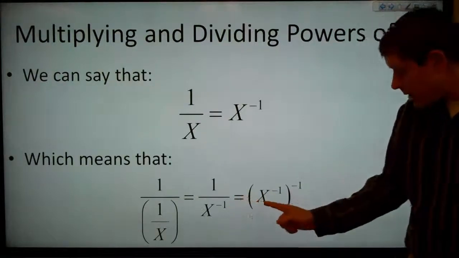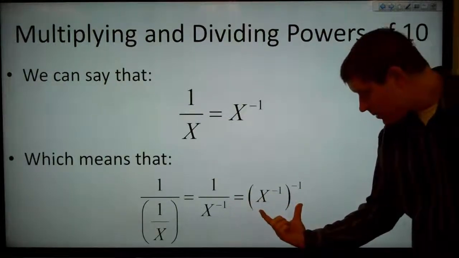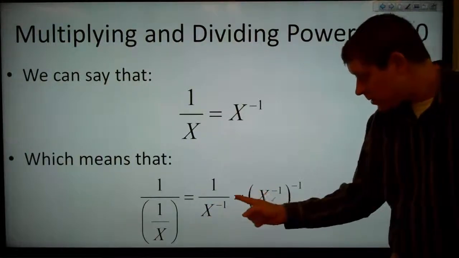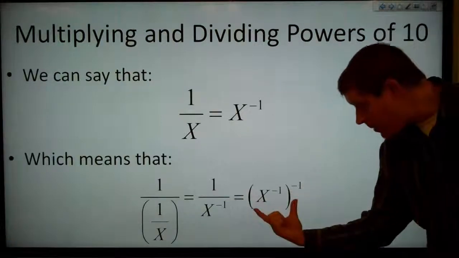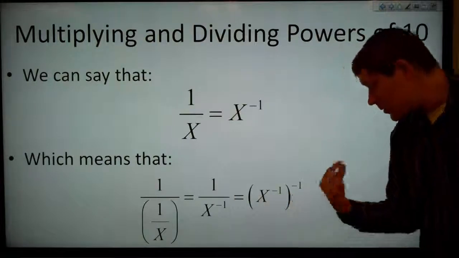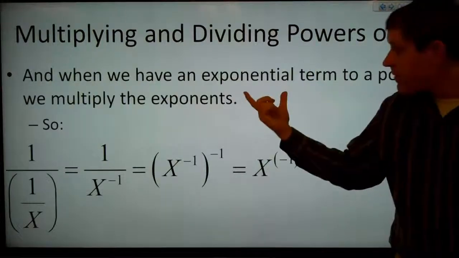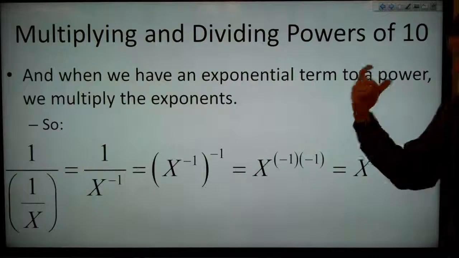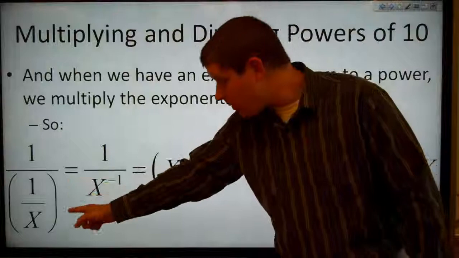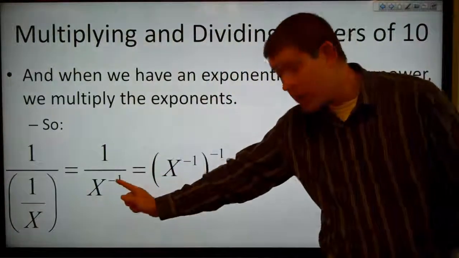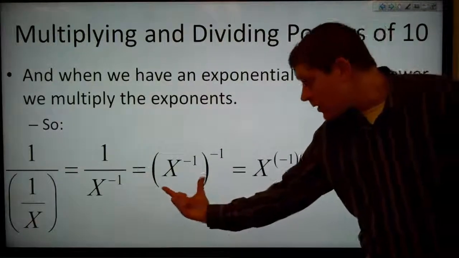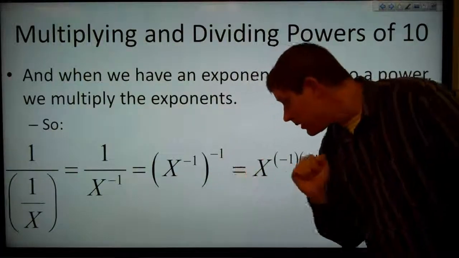And that just means that we can say that this fraction is the denominator to the minus 1. The denominator in that case is x to the minus 1. So we now have x to the minus 1 to the minus 1. And if we have an exponential term to a power, then we multiply the exponents. So 1 over the quantity 1 over x is equal to 1 over the quantity x to the negative 1. And that's equal to the quantity x to the minus 1 to the minus 1.